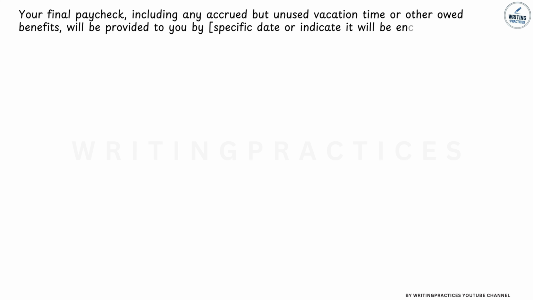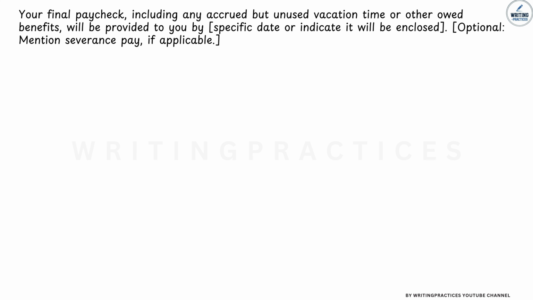Optional. Mention severance pay if applicable. This paragraph outlines how and when the employee will receive any remaining compensation. Be specific about timelines, and if severance pay is offered, mention it here. Providing clear information helps to reduce uncertainty during a challenging time for the employee.